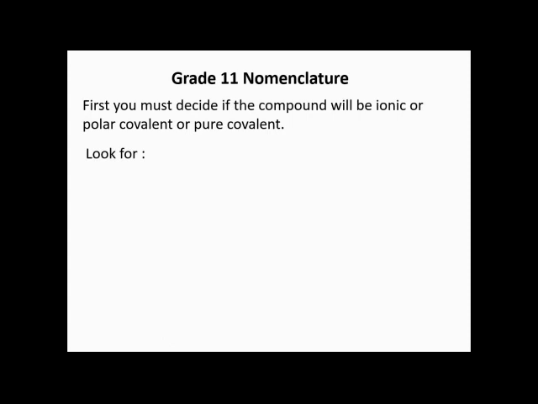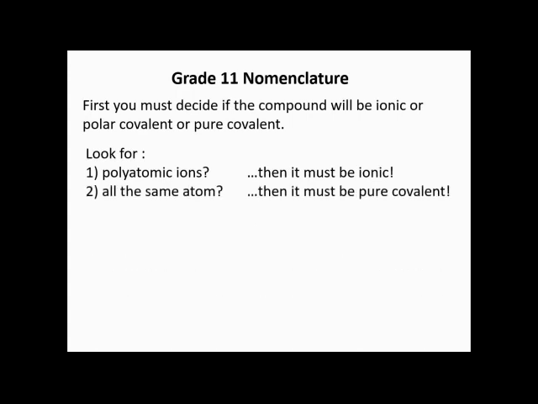What you're looking for, first of all, in determining this, is if you have polyatomic ions in your compound. If there's any polyatomic ions, then it necessarily has to be an ionic compound. There's no ifs, ands, or buts about it. If you have a situation where all the atoms are the same, then the compound has to be pure covalent.